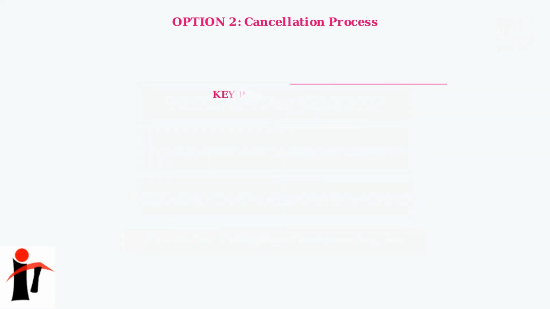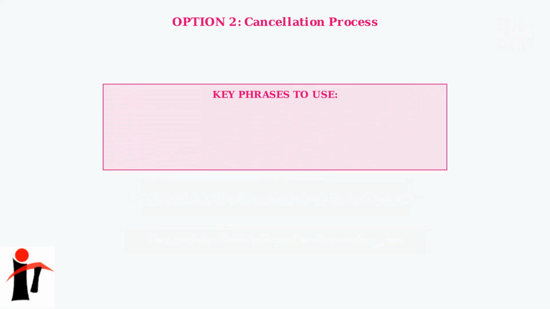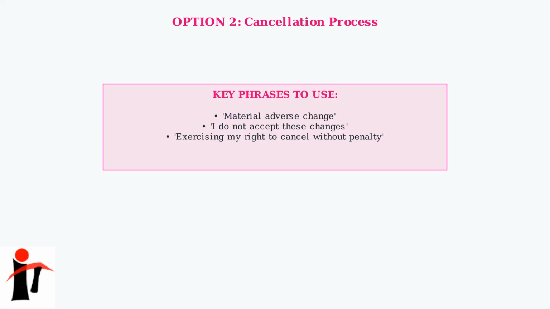Option 2 is canceling your service due to material adverse changes. This approach has a much higher success rate of 65 to 80% when executed properly. Use these specific key phrases when calling. Say, "Material adverse change. I do not accept these changes to my service agreement, and I am exercising my right to cancel without penalty." Follow these steps.